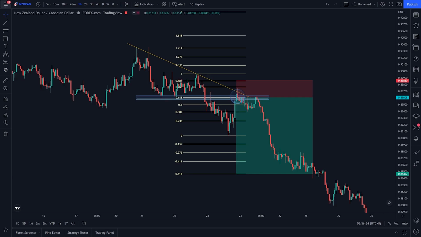Now let's summarize how many confirmations we can find in this trade. The first confirmation is the successful breakthrough of the head and shoulder pattern. The second confirmation is the trend line. The third confirmation is the support and resistance. And the fourth confirmation is the 0.618 of Fibonacci retracement.